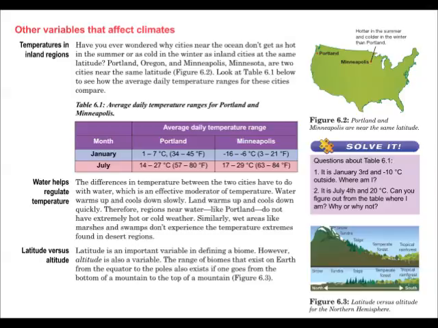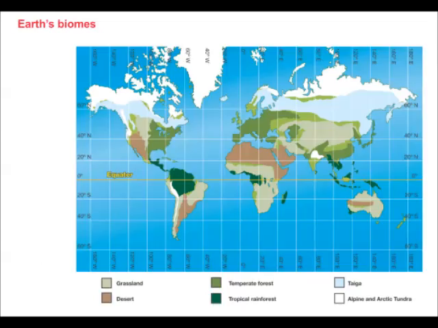Latitude is an important variable in defining biome. However, altitude is also a variable. The range of biomes that exist on Earth from the equator to the poles also exists if one goes from the bottom of a mountain to the top of a mountain, figure 6.3. Take a moment to study this biome map of the world. Which biome do you live in?